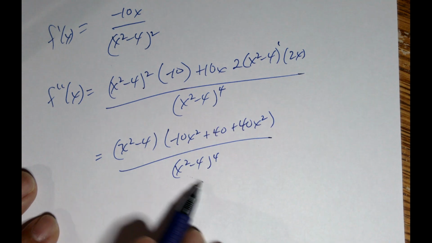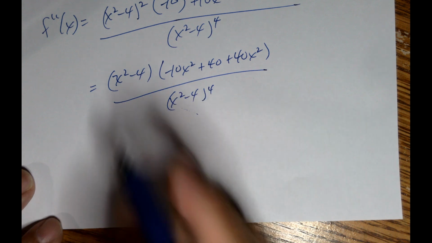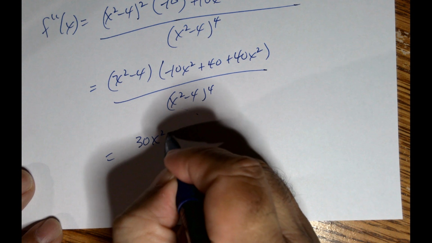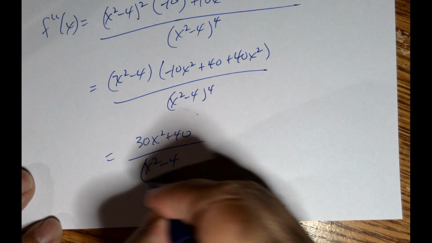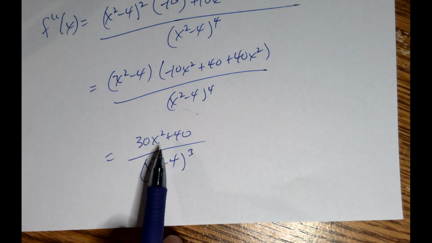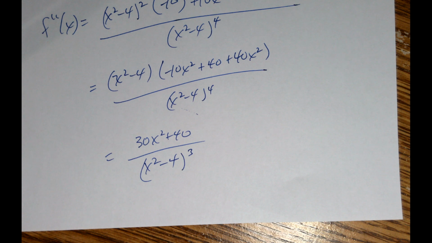So this reduces. The x squared minus 4 in the numerator and denominator reduce. And I clean up the numerator, so it's 30x squared plus 40 over x squared minus 4 to the third. All right, now the numerator is never equal to 0 because there's no way to get a square plus a number equal to 0. Let's double check our signs here. Yeah, that's the correct sign.